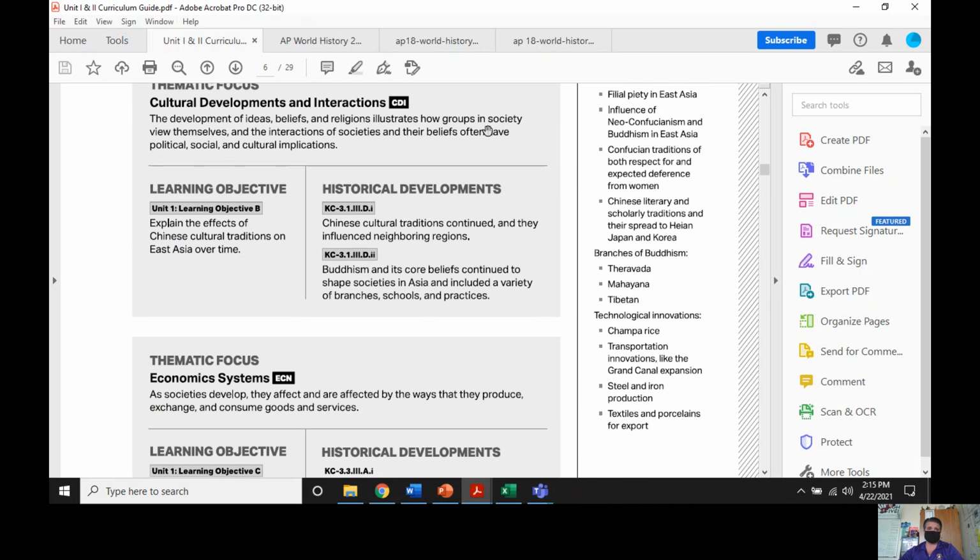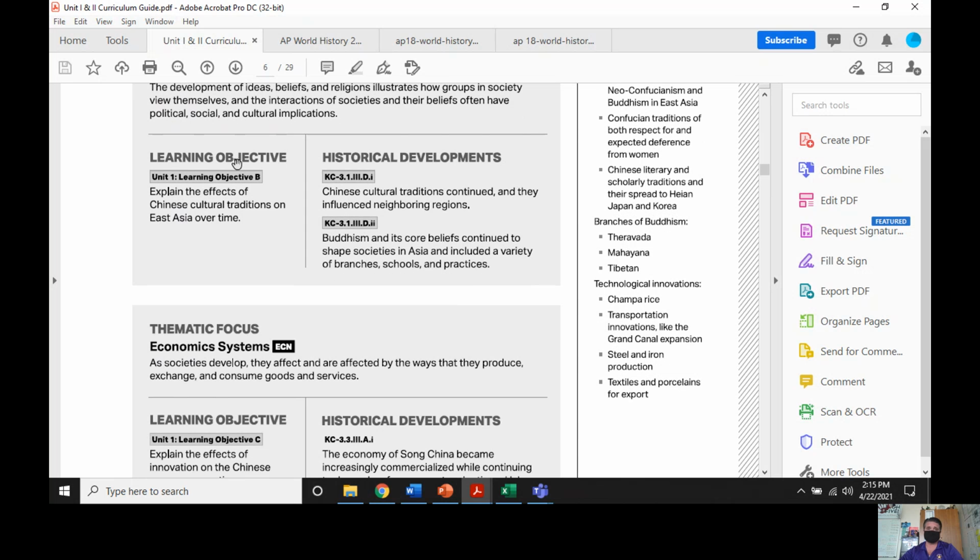Next part's culture. Like I said, it's always going to more or less be the same when you look at the themes. Pay attention to the learning objective: explain the effects of Chinese cultural traditions on East Asia over time. So first, Chinese cultural traditions continued and they influenced neighboring regions. You got to remember, China thinks of themselves as the Middle Kingdom. They are the dominant civilization in East Asia for most of history.